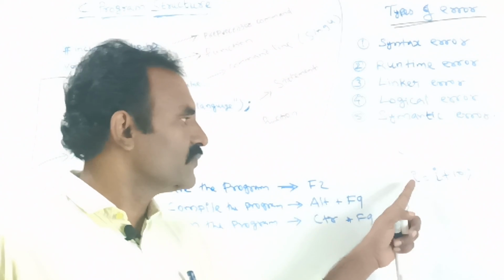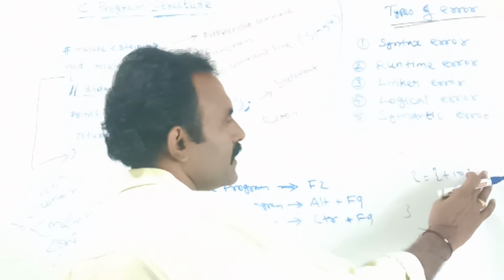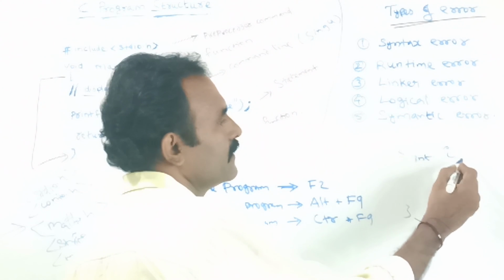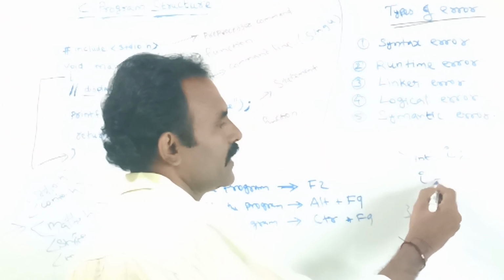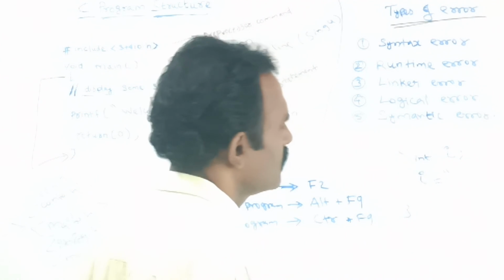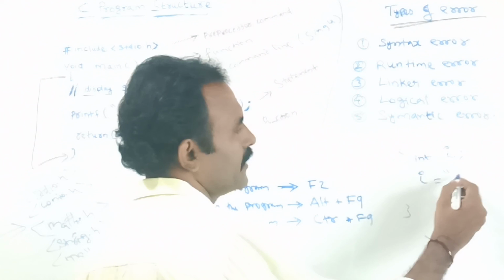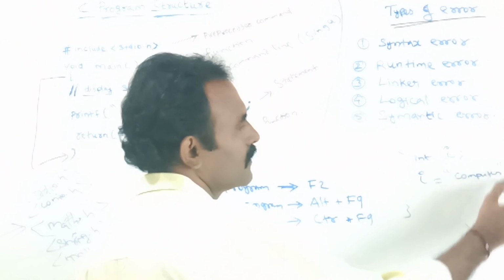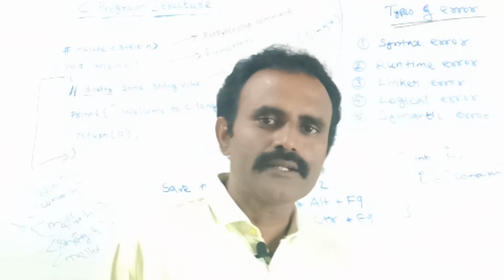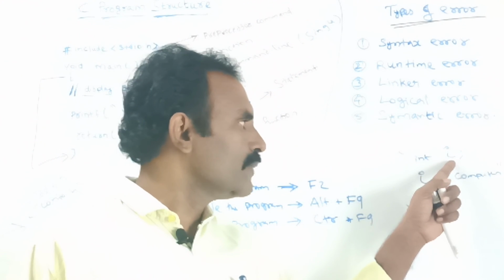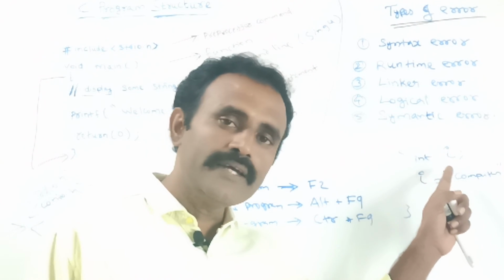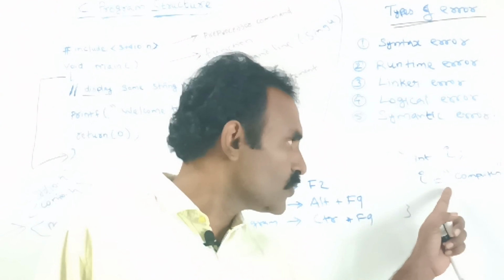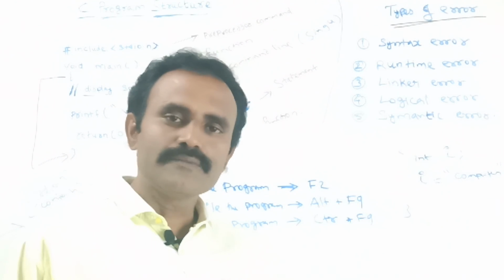The compiler doesn't know i. Next, suppose you are declaring integer i, and next you are storing i is equal to some name, computer. Here also it is a semantic error, because you declared the data type of i as integer. So in i we can store only numerical data, but here in i we have stored a string value. So this is also a semantic error.